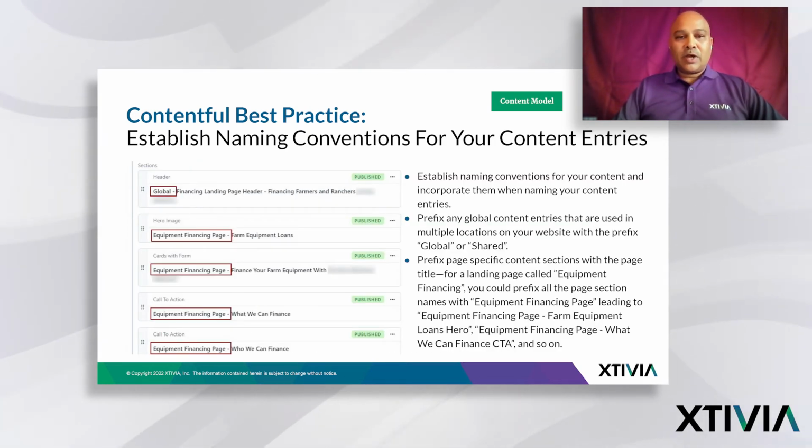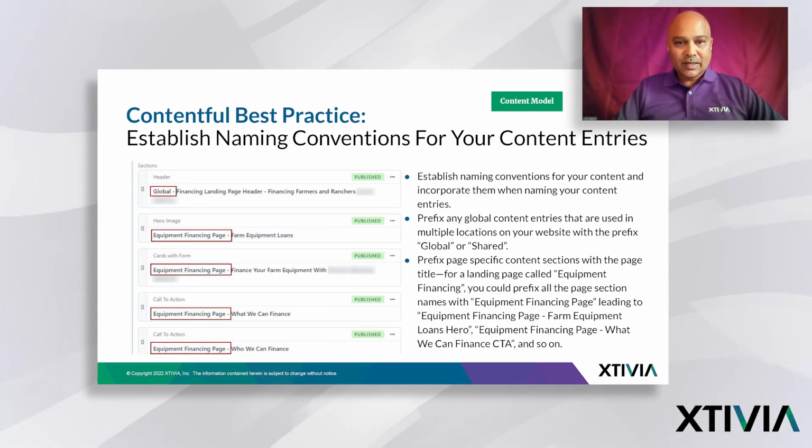And the last best practice that I'll cover today is to establish naming conventions for your content entries. In most, if not all, Contentful implementations, it makes sense to establish naming conventions for your content and incorporate these naming conventions when naming your content entries. In our experience, we have found it handy to prefix any global content entries that are used in multiple locations on your website with the prefix global or shared.